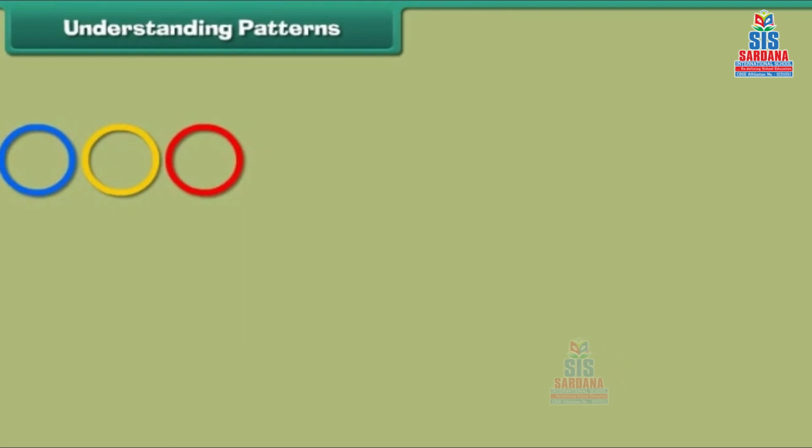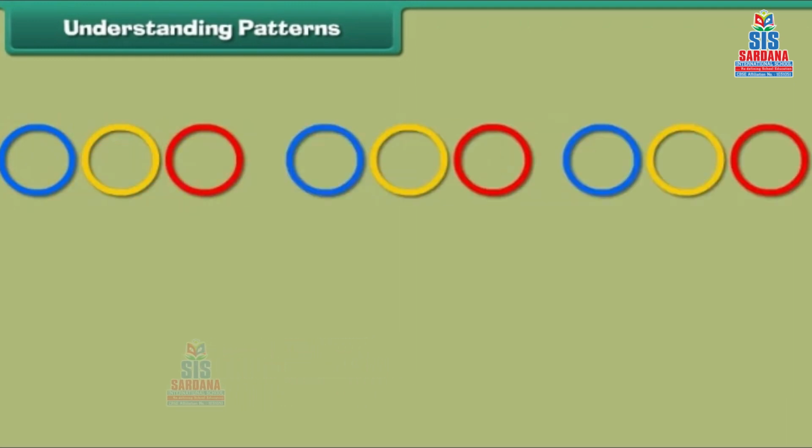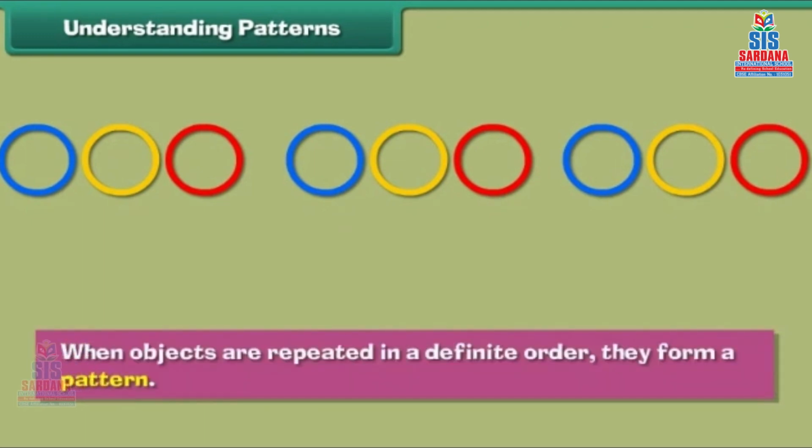Understanding patterns. Look at this arrangement of rings. A blue ring is followed by a yellow ring followed by a red ring. This arrangement is repeated 3 times. When objects are repeated in a definite order, they form a pattern.